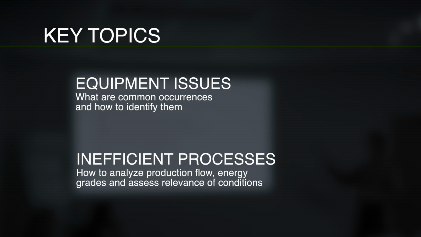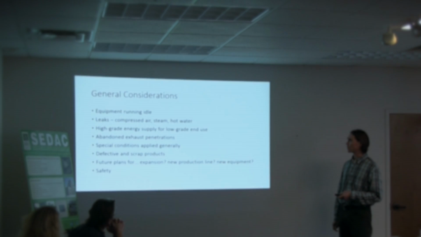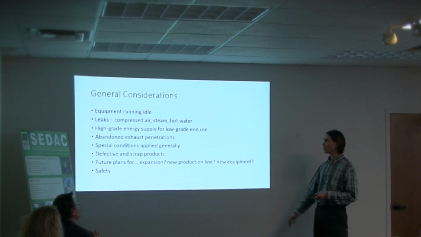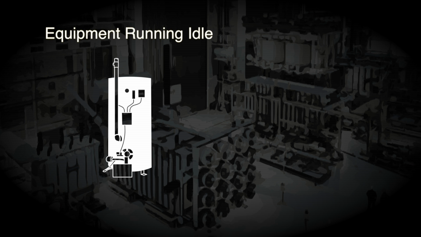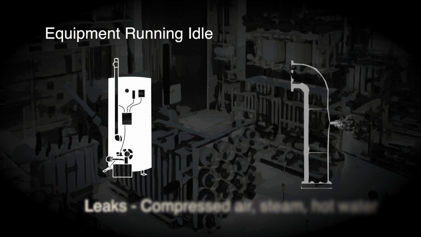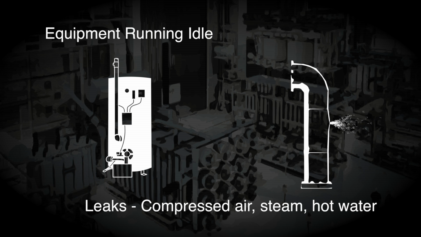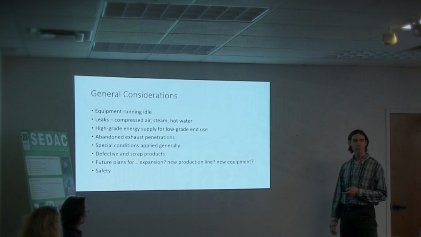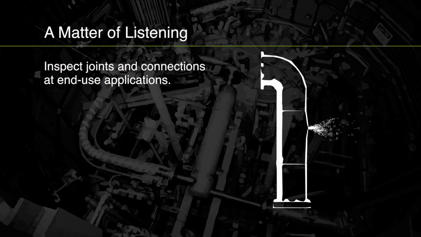When you walk into a building, you have to figure out how you're going to help a client. These are general considerations when you're thinking about efficiency. Something that I see everywhere is equipment running idle. Another thing is leaks. Leaks happen in so many different places, and these tend to be high energy types of systems. Sometimes it's just a matter of listening.